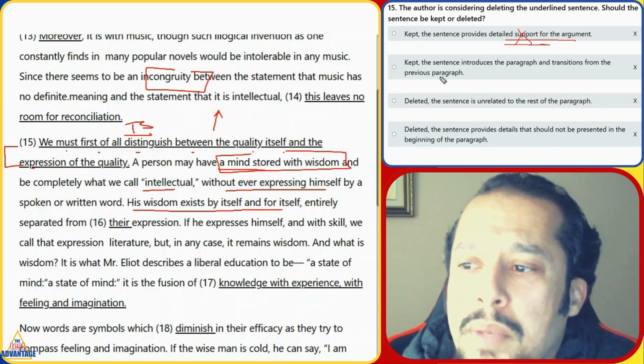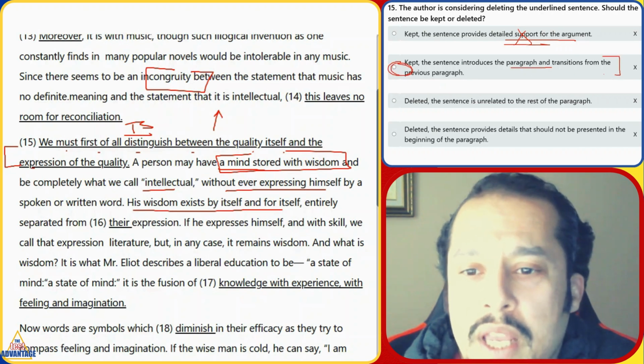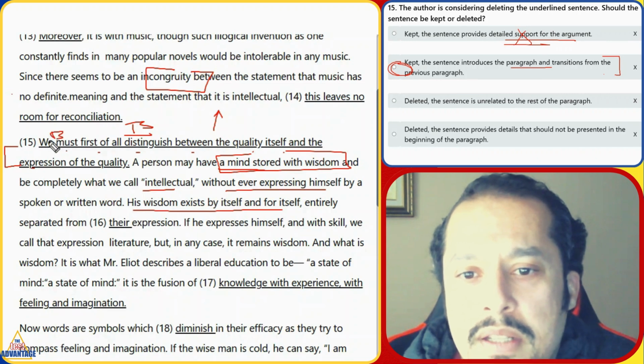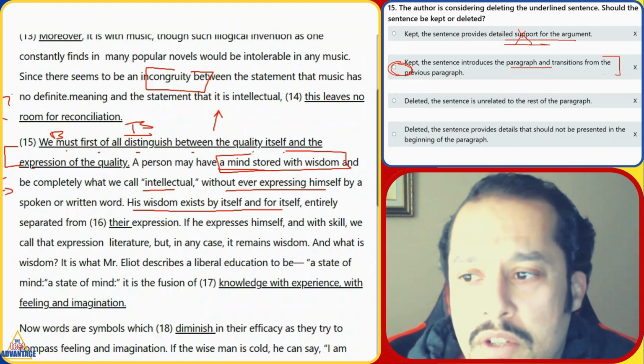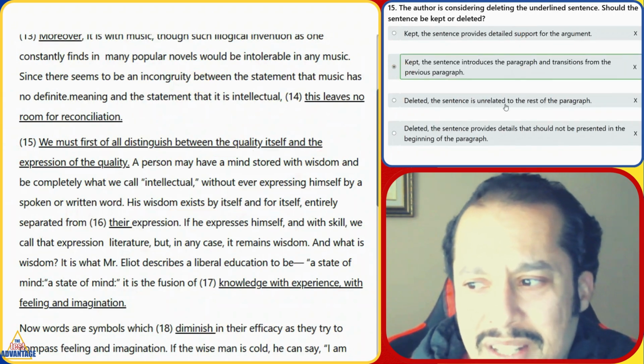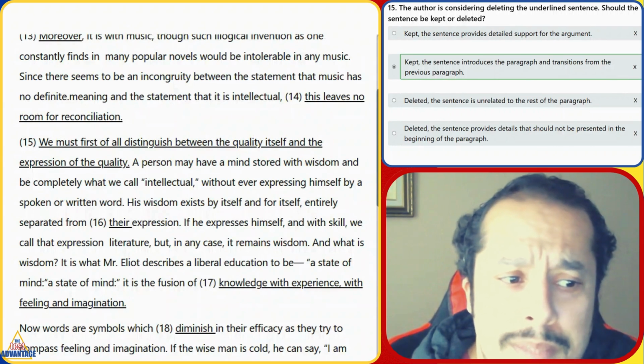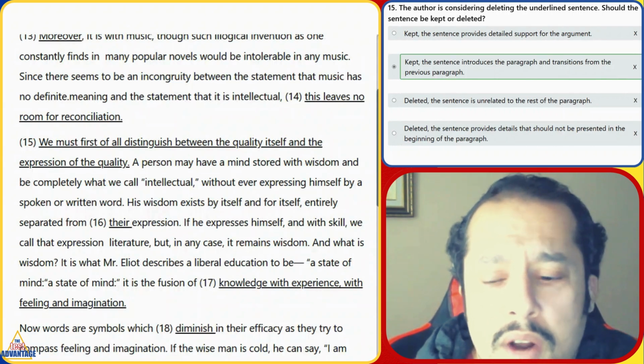No. Answer B, the sentence introduces the paragraph and transitions from the previous paragraph. And usually that is the focus, a topic sentence. That's the function of it. It connects the previous and the next, right? So here we're going to go with answer B. C, it's unrelated, but it is related, specifically with the previous paragraph.